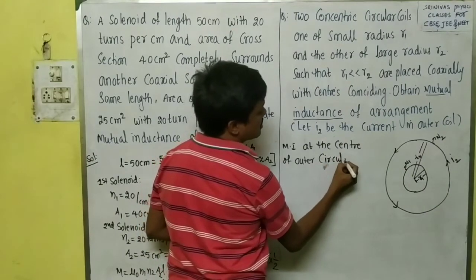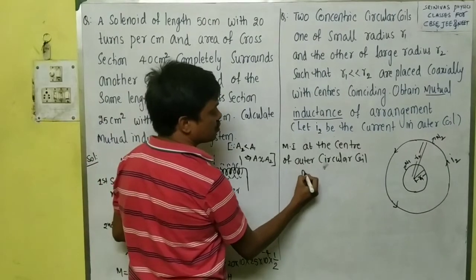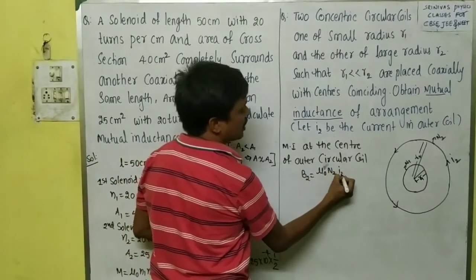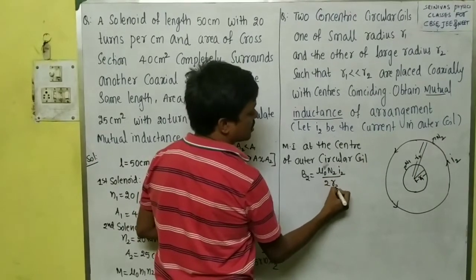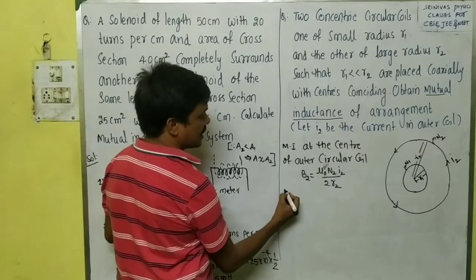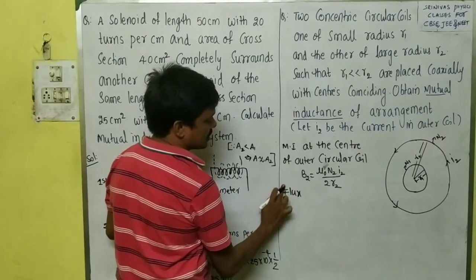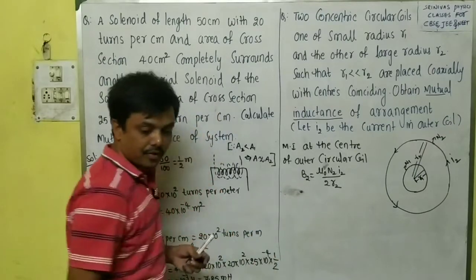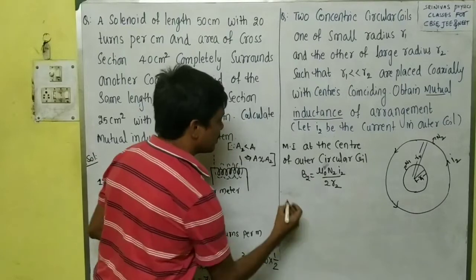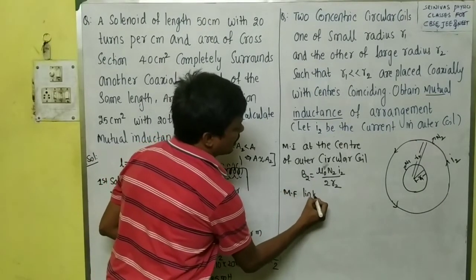What is that? Can you tell? Outer circular coil, that is B2, right? It is mu naught N2 I2 by 2R2. And here we know in mutual induction, magnetic flux linked with the inner coil. According to mutual induction, we write the magnetic flux linked with the inner coil.